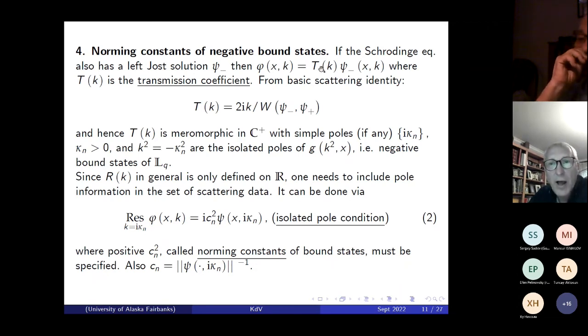then we can take in the basic scattering identity function phi to be equal to some function t of k times the Jost solution. Function t of k is called the transmission coefficient. It's a very important quantity in what we call the scattering matrix. And it can be explicitly computed in terms of two Jost solutions by this formula. And this formula says that the transmission coefficient is a meromorphic function in the upper half plane with poles where psi minus and psi plus become linearly dependent. And those points are actually, of course, negative bound states of the Schrödinger operator. And at those points, of course, the diagonal Green function has a pole singularity.